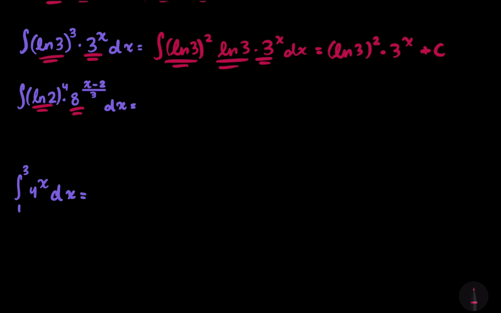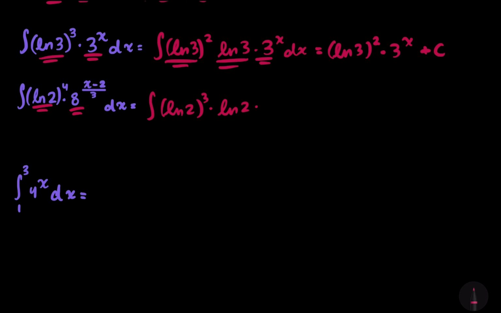And so the way that I would approach this looks a little bit complicated at first, but we just have to rewrite a little bit. So first of all, we have the natural log of 2 to the fourth. We can write that as the natural log of 2 cubed times the natural log of 2 if we would like. And then over here, this 8 to the x minus 2 over 3, we want to get this in the form such that the base of this exponent is actually equal to 2.